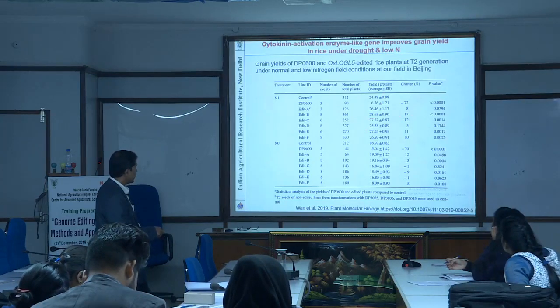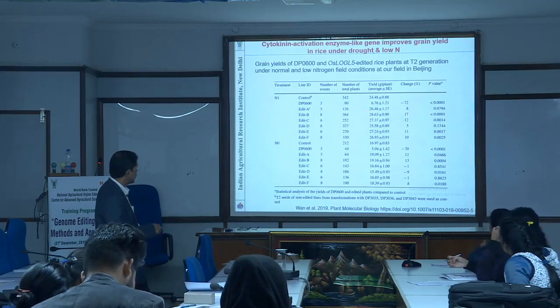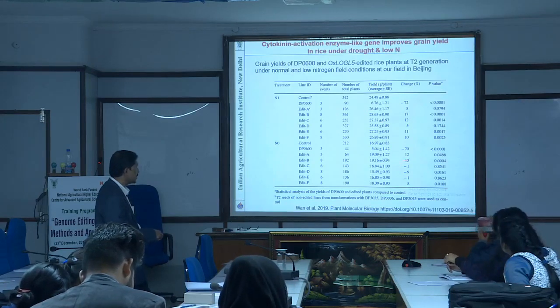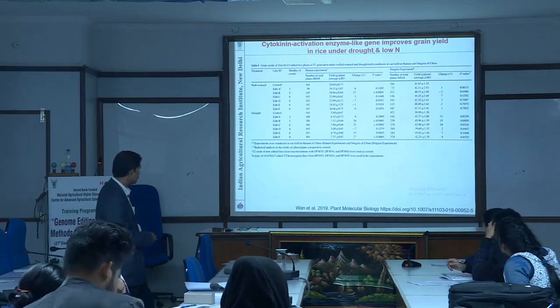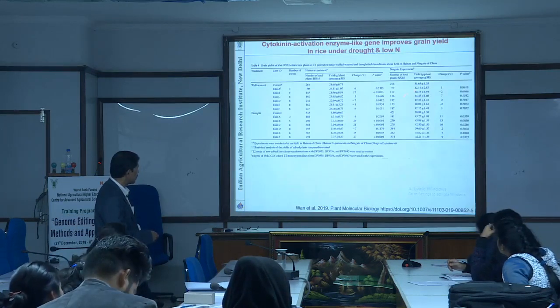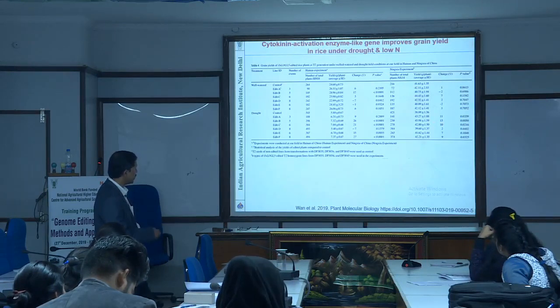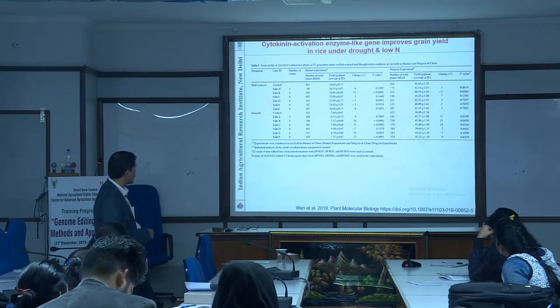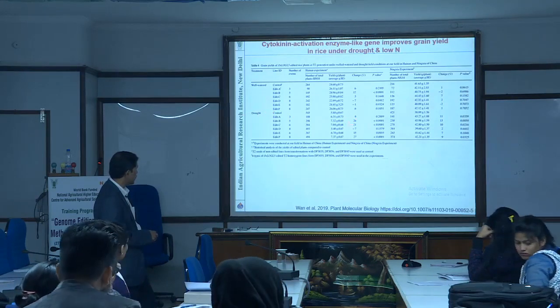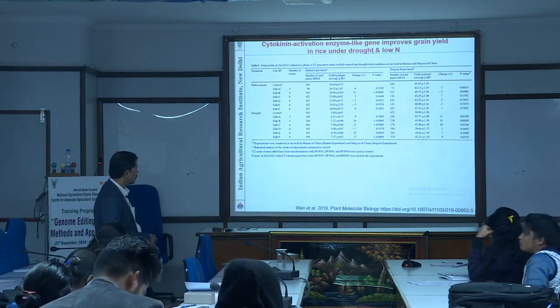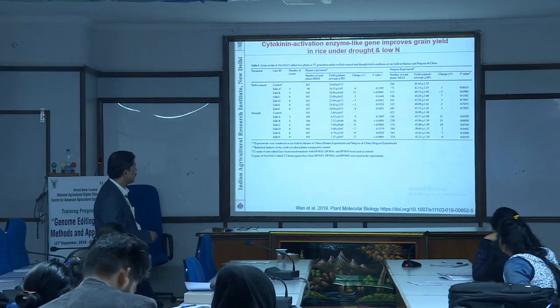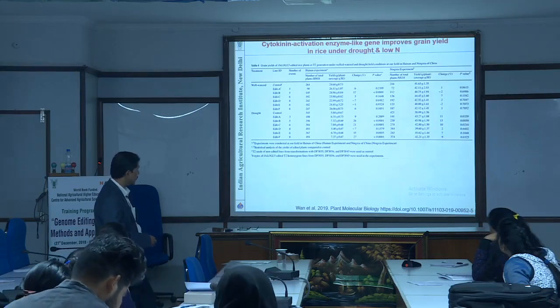Some of the edits here, edit B, edit C, had better grain yield under the normal nitrogen condition as well as under the stress condition. Similarly, under drought stress condition, these are experiments conducted in the field in 2 different places in China. And here also they found that some edits performed better under stress condition. In one experiment they got about 26% to 27% yield advantage in some of the edits, whereas other edits are not providing that much tolerance.